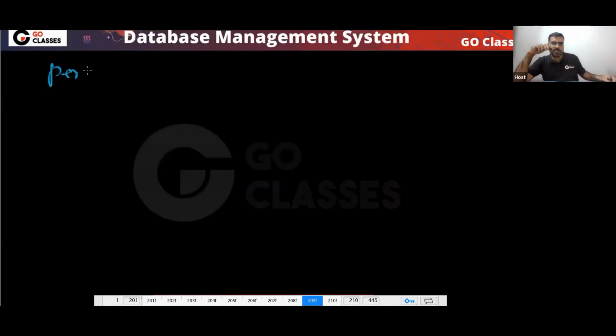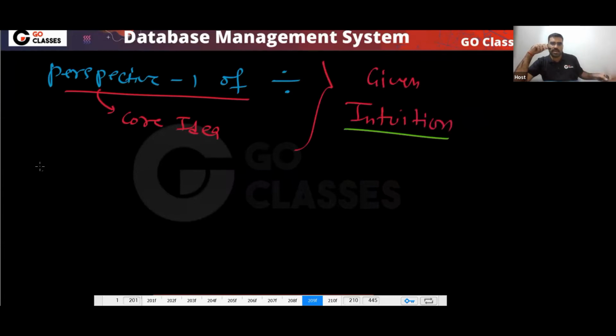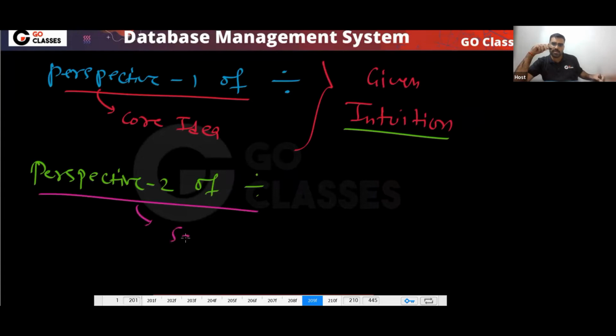So remember this perspective 1 of division operation. This perspective 1 is the core idea, right? So this gives intuition. And this perspective 2 of division will save you time. It will save time, and many times it is better also.